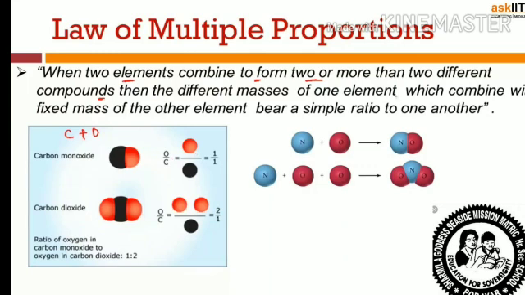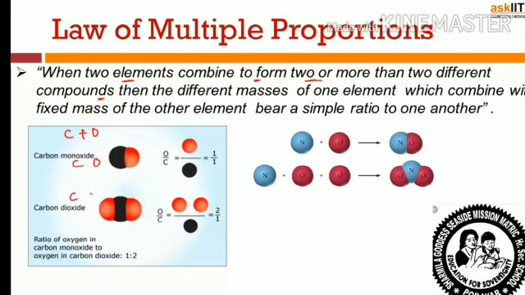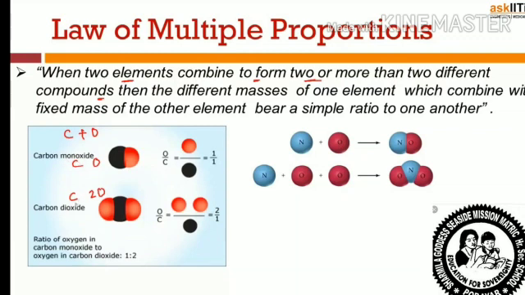The different masses of one element which combine with the fixed mass of the other element. So here we have carbon monoxide, one carbon and one oxygen, and we have one carbon and two oxygens, right? So what is that element that has a different mass? Here in this case, oxygen. The carbon, only one atom, is reacted in both cases. So this is the fixed mass of element, that is carbon. The different mass of one element, that is oxygen. Okay, it's different masses.